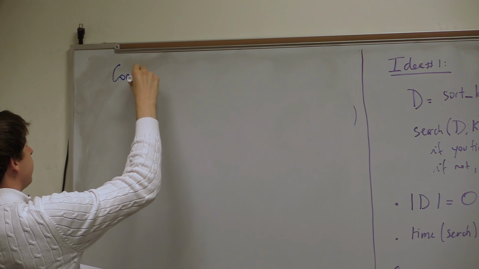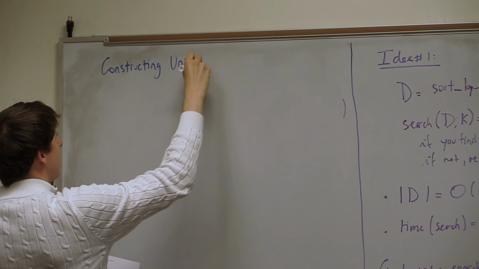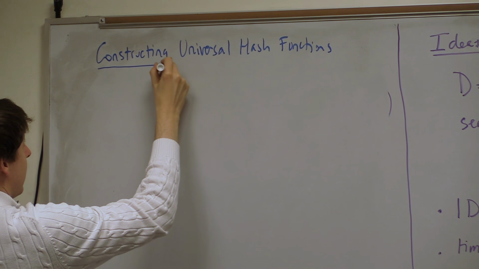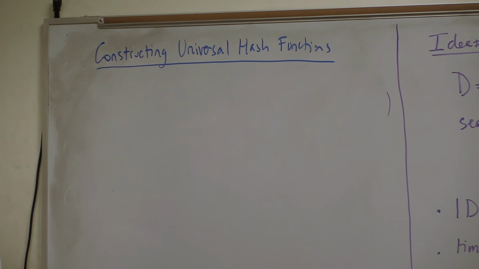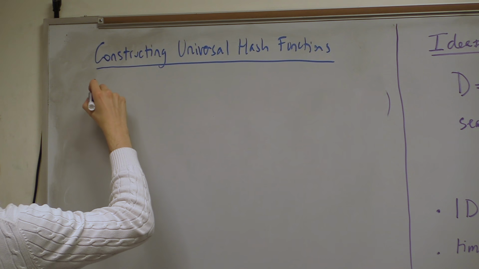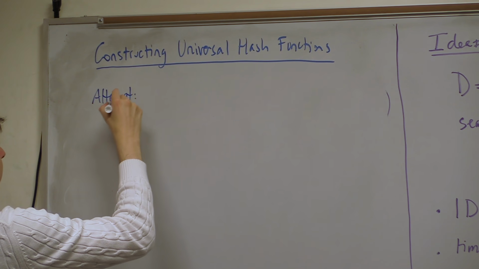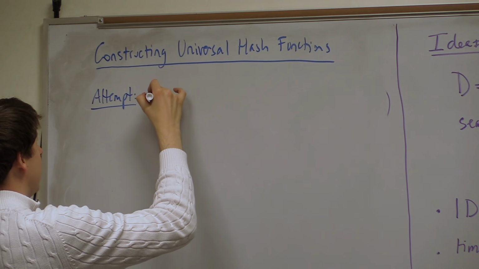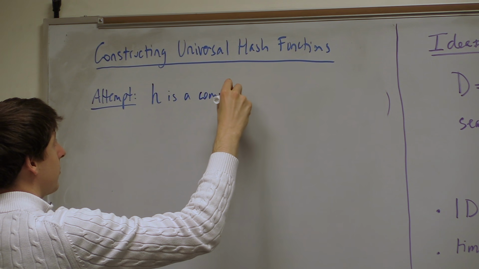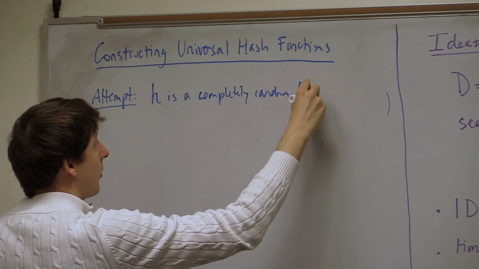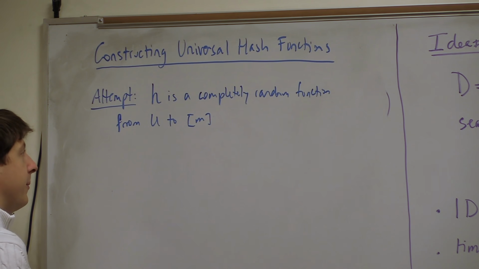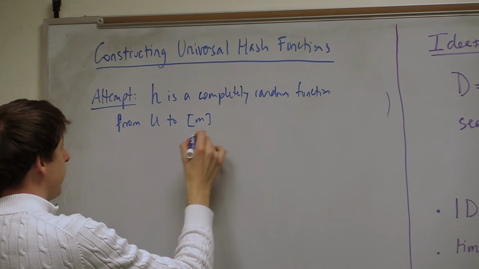All right, constructing universal hash functions. By the name, universal, at this point it should be clear, right? That it means that it works for all keys. So an attempt could be to say, you know what, just let h be a completely random function from U to M.